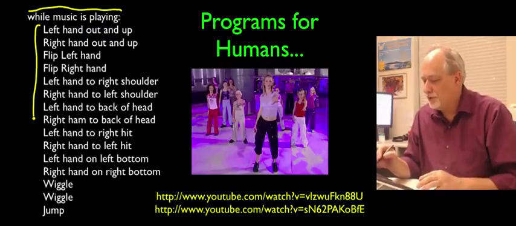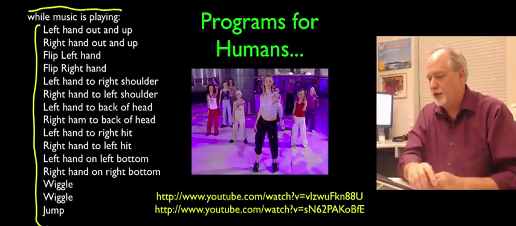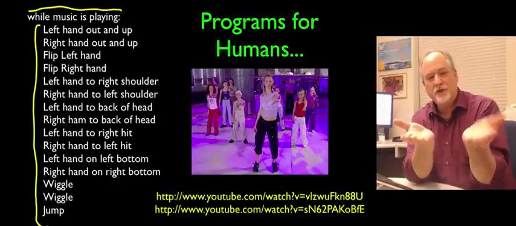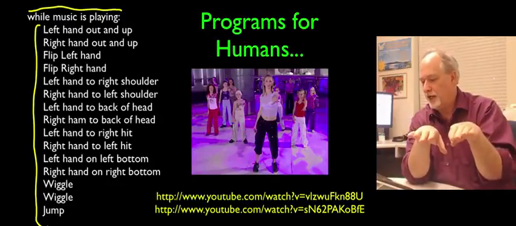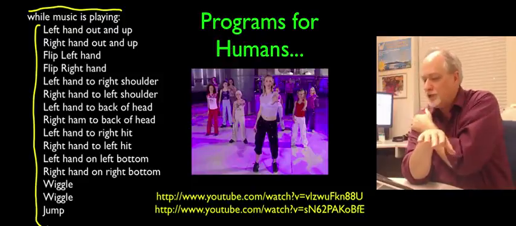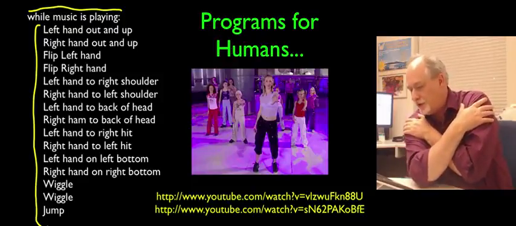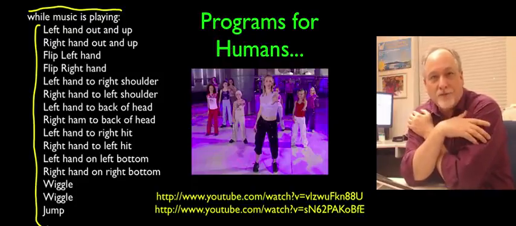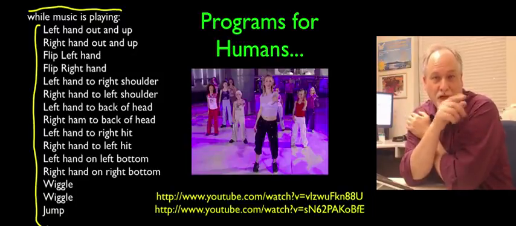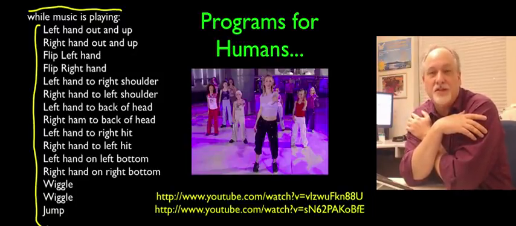So we have this whole group of instructions that we're going to do, right? Left hand out and up, right hand out and up, flip left hand to right shoulder, right hand to left shoulder, etc., etc. Now, this particular little program has a mistake in it. Actually, several. I want you to look and see if you can find the mistakes in the program.